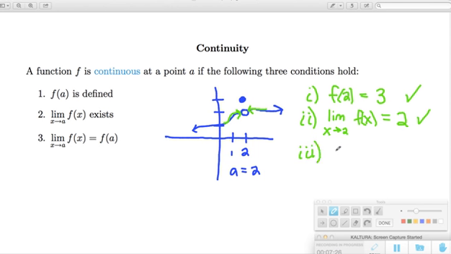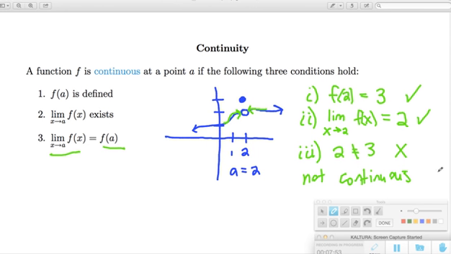Condition 3 would be that the limit is actually equal to the value of the function. Now remember, in this case, the limit was equal to 2, and the function itself was equal to 3. So is 2 equal to 3? Definitely not. So the third condition failed, so this is not a continuous function. So on this one, we actually got all the way to checking the third condition, but it failed on the last one.